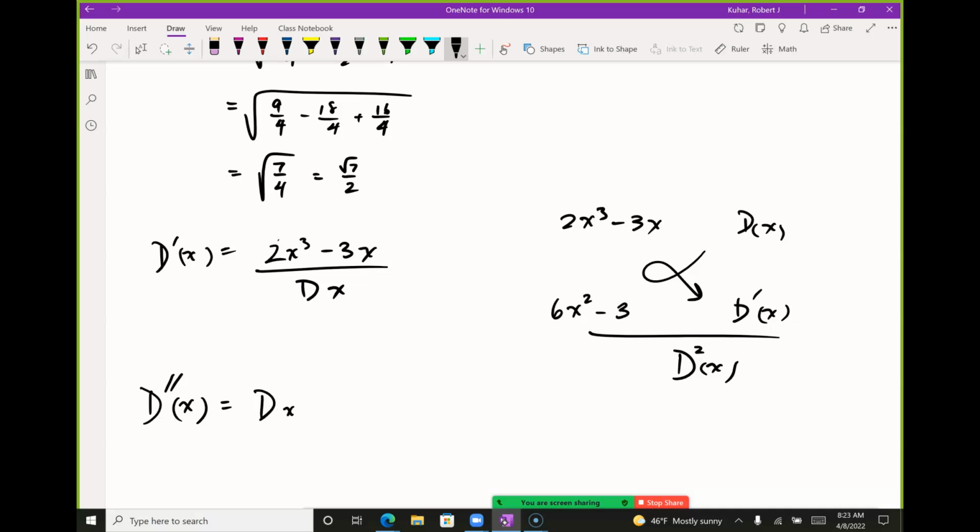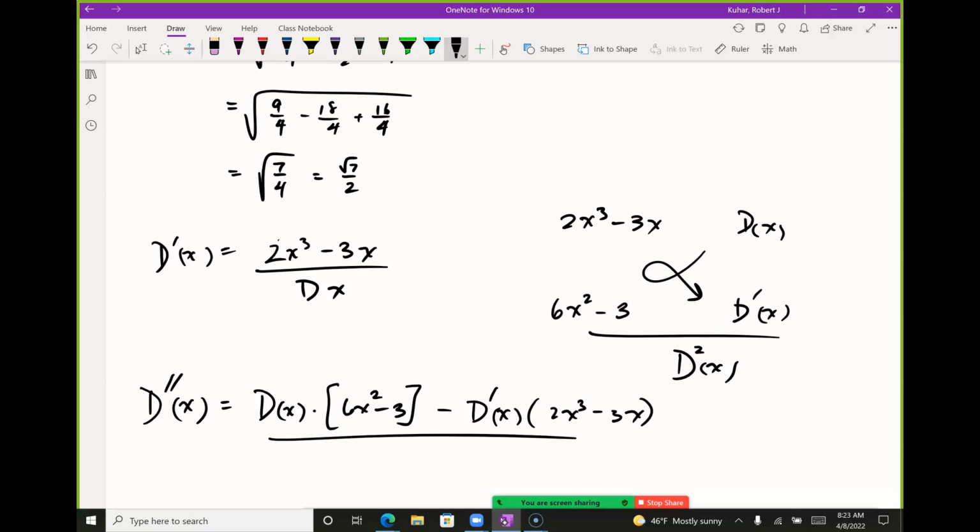So I get d of x times 6x squared minus 3, minus d prime of x times 2x cubed minus 3x, all over d squared of x. Could I leave the original function d in there? Yes, it's just going to get messy. It gets messy, that's all.